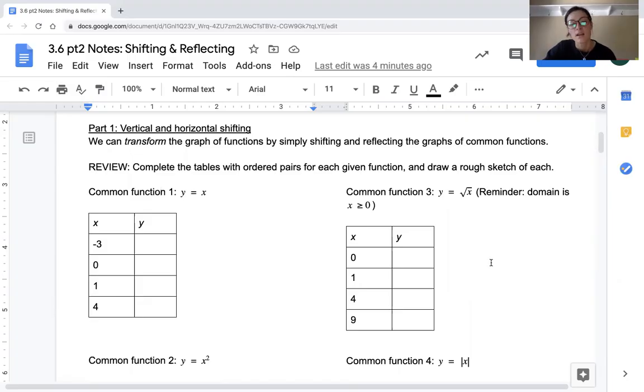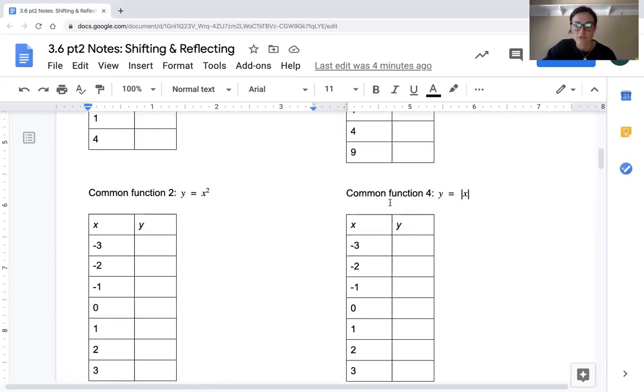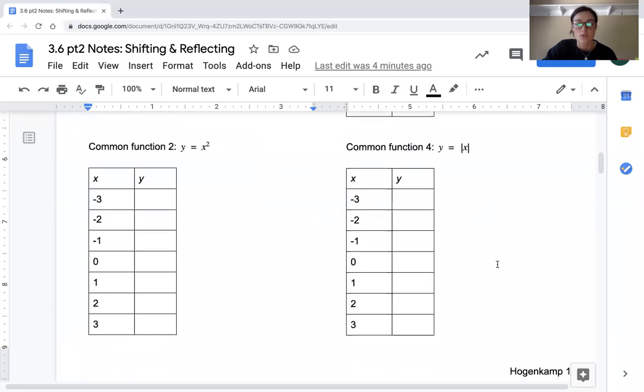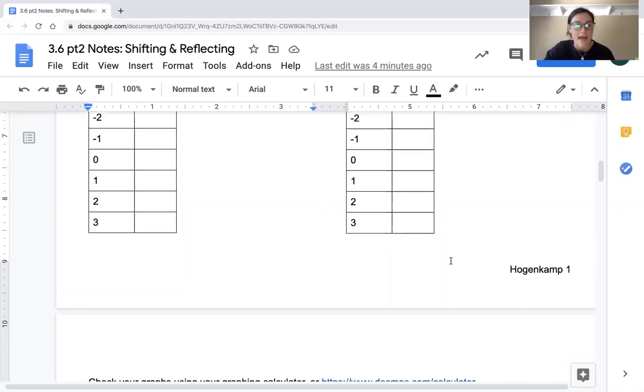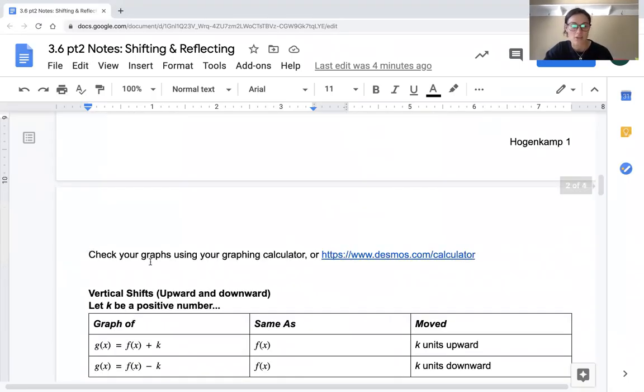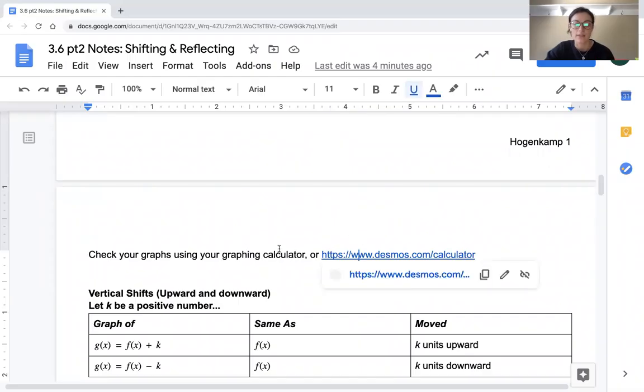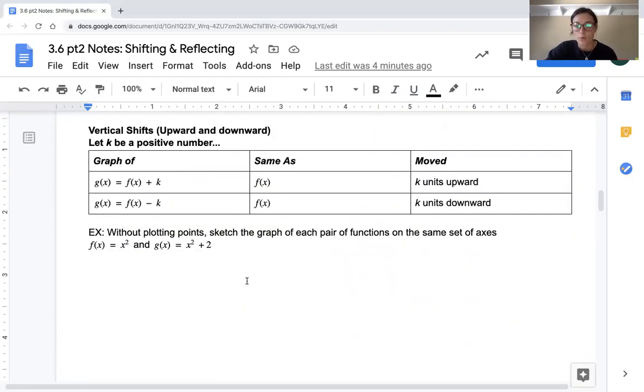But I digress. Common function 3, y equals square root of x, and common function 4, y equals the absolute value of x. So I want you to have nice little graphs drawn for each of these common functions because it's really important you know what they look like so that you can do some transformations of them. So go ahead and do that, pause the video, and then check your graphs using your graphing calculator or this nice graphing calculator that I linked, Desmos.